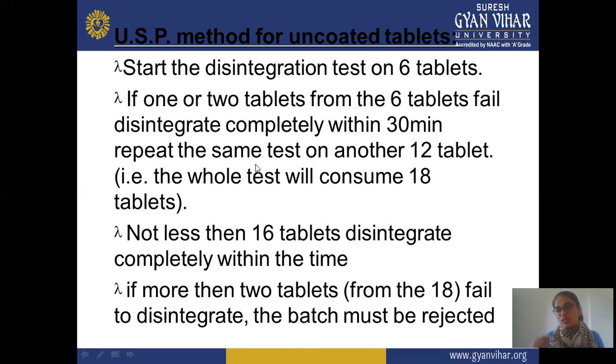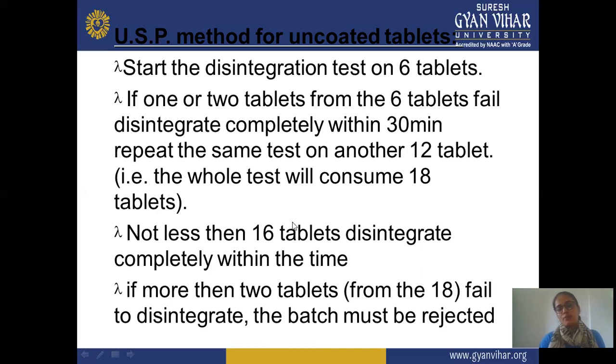Means a total of 16 tablets are required to pass, and 2 tablets are allowed if they don't disintegrate in time. But if it's more than 2, or if less than 16 tablets disintegrate within the 30 minutes time limit, then in this condition you reject the complete batch, because the test has failed again due to improper disintegration time.